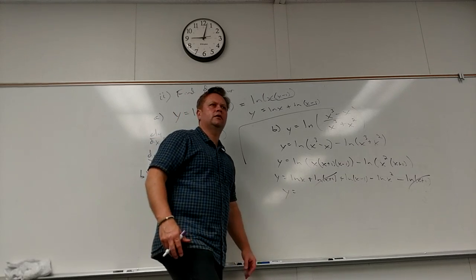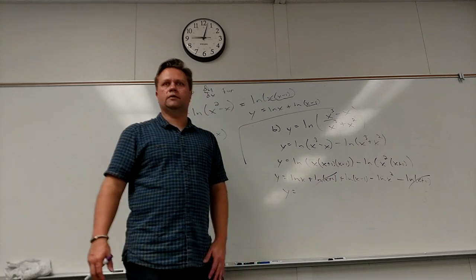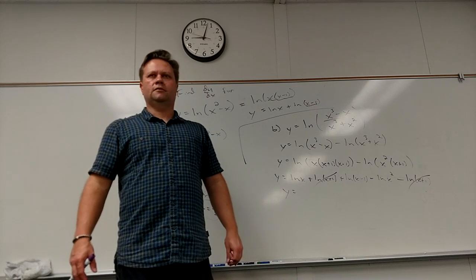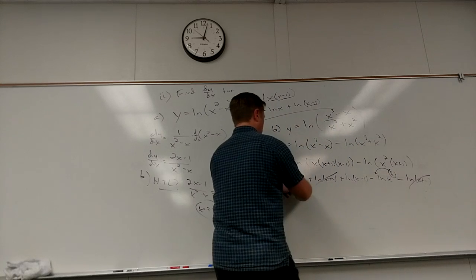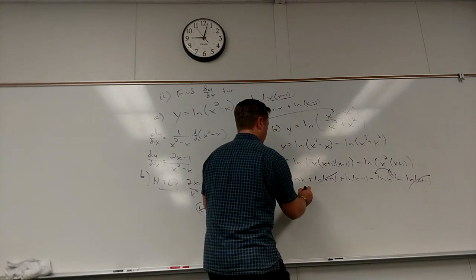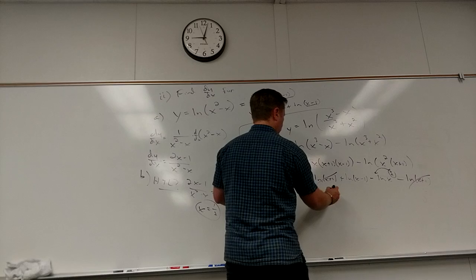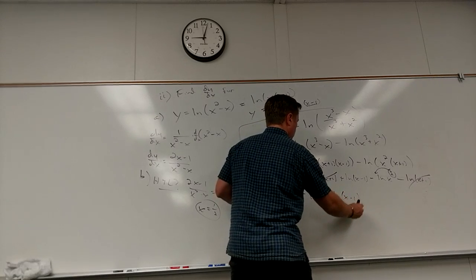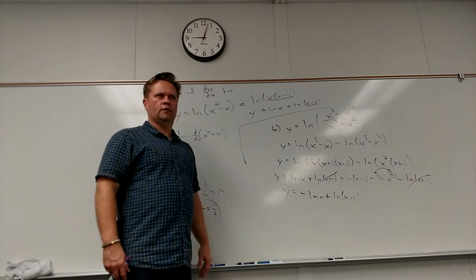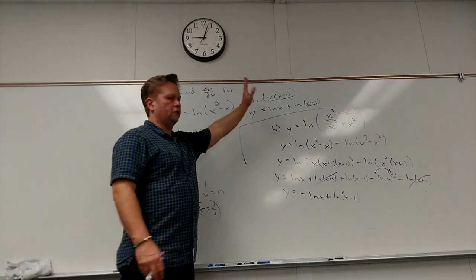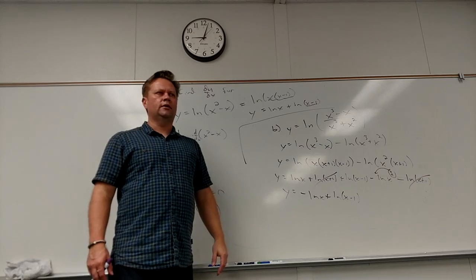What's the property of logs? The most important property of logs, to be honest. Yeah, the 2 just comes down. So you get ln x minus 2 ln x is negative ln x. Who else survived? Plus ln of x minus 1. And that's it. So all of that became this. I could have factored first. It would have probably looked a little better, but oh well.